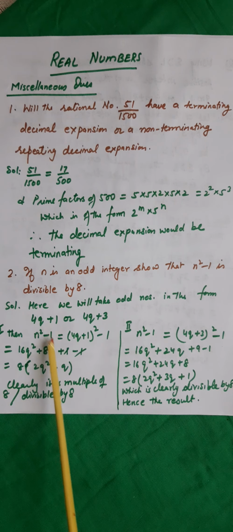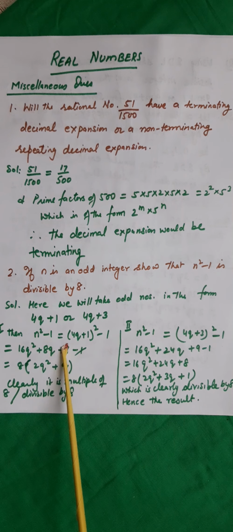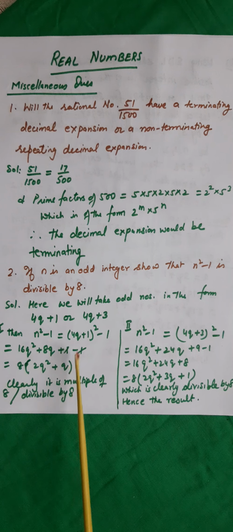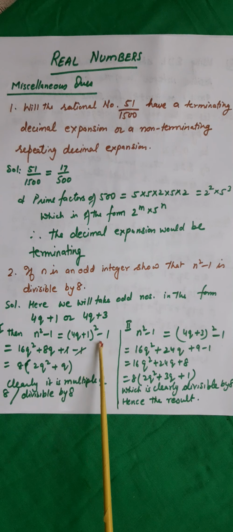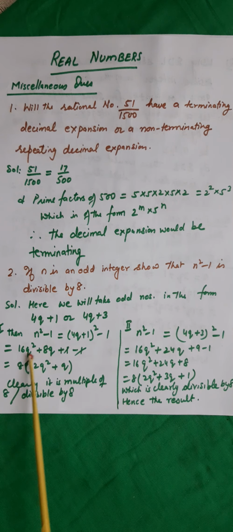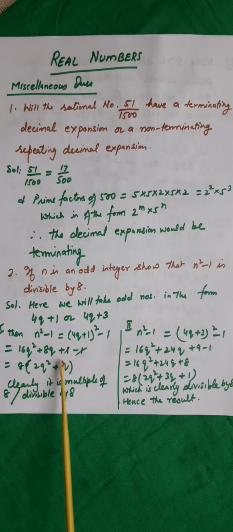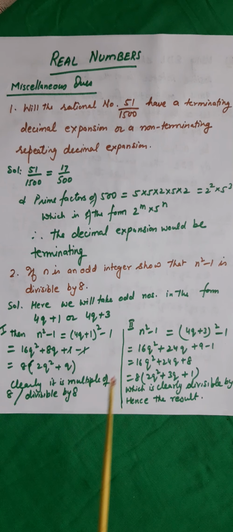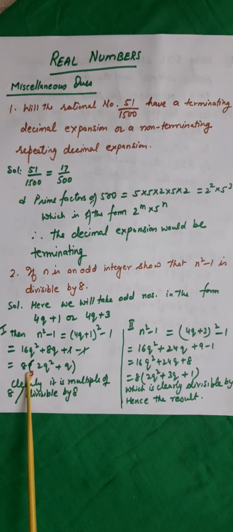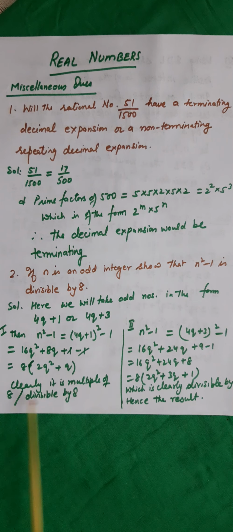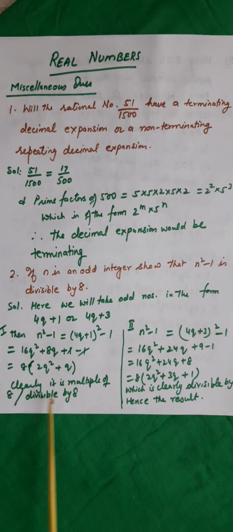Then n square minus 1 will be equal to (4q plus 1) whole square minus 1. I apply (a plus b) whole square here. So I get 16q square plus 8q plus 1 minus 1. 8 can be taken out common from here, and this 1 and minus 1 will get cancelled, and I have here 8 times (2q square plus q). Clearly it is a multiple of 8. So I can say yes, it is divisible by 8.